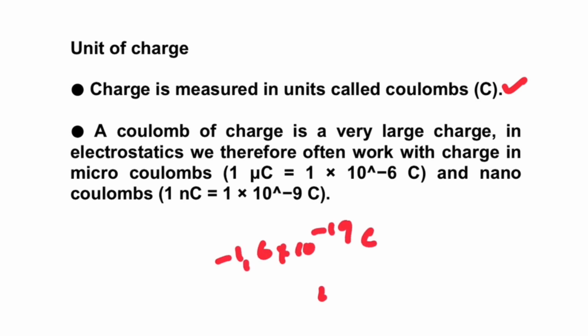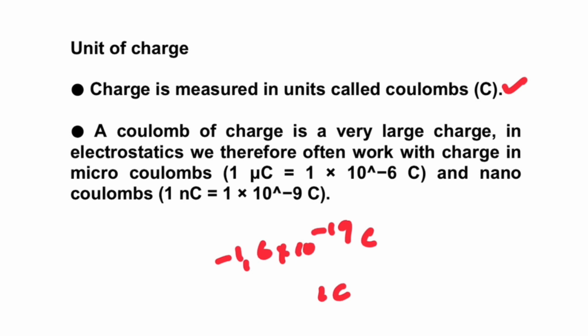So one coulomb of charge involves a lot of electrons. More than a billion, more than a trillion. Actually, more than a billion, right? To have one coulomb of charge, you need more than a billion electrons. So you can agree with me that a coulomb of charge is a very large charge, right? It requires way more than a billion electrons.